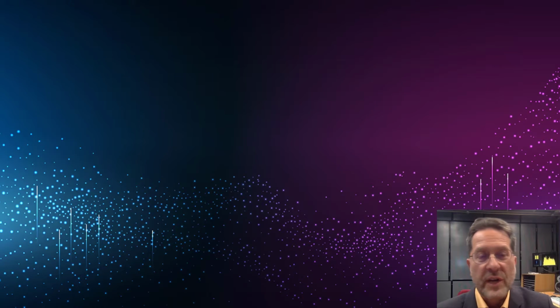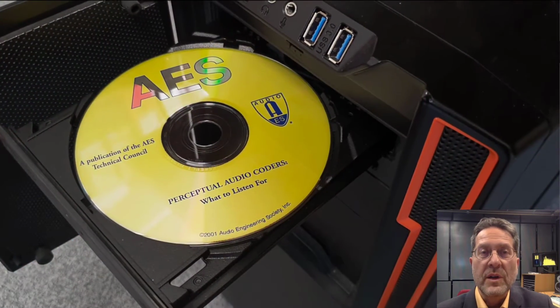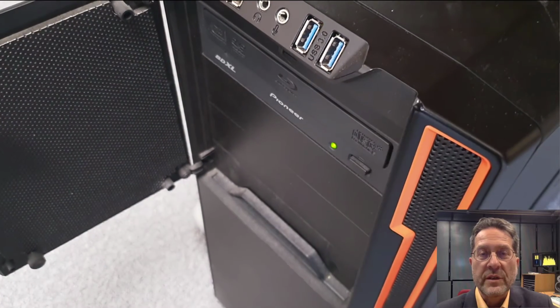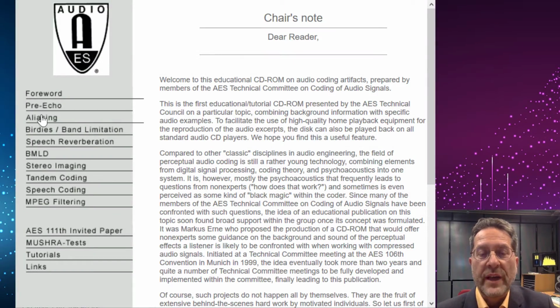The project was started a long time ago. In 2001, the committee produced the legendary educational CD-ROM Perceptual Audio Coders: What to Listen For. It contains an overview of common coding artifacts together with tutorial information on each of them.